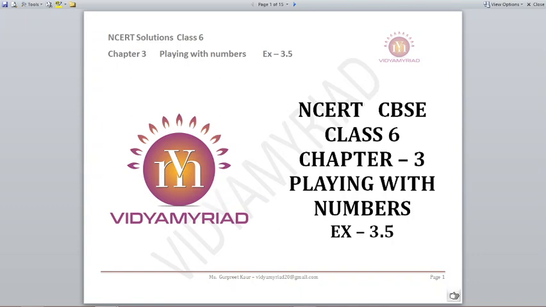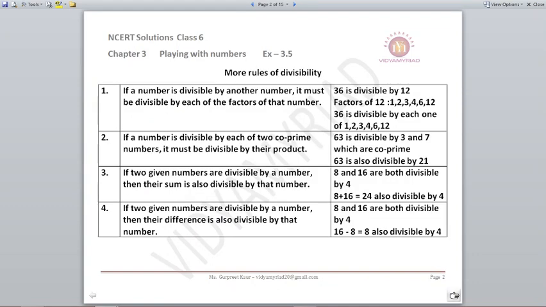This video is made for class 6 on chapter number 3, Playing with Numbers, and today we are going to do exercise 3.5 of NCERT. Let's begin with it. Now, to do this exercise, you need to understand certain more rules of divisibility. Let us do one by one.